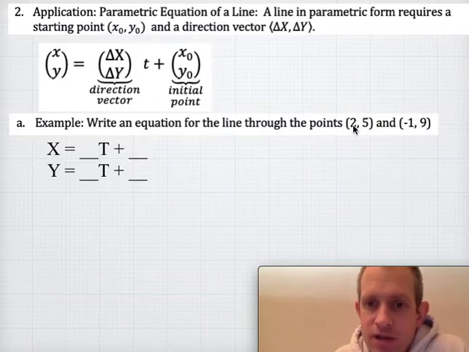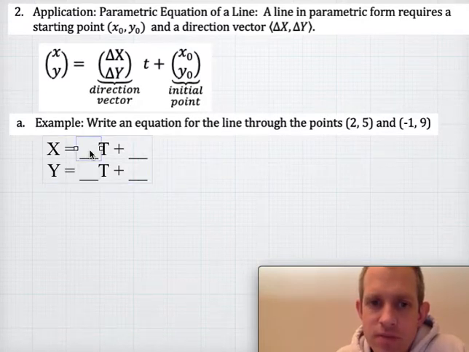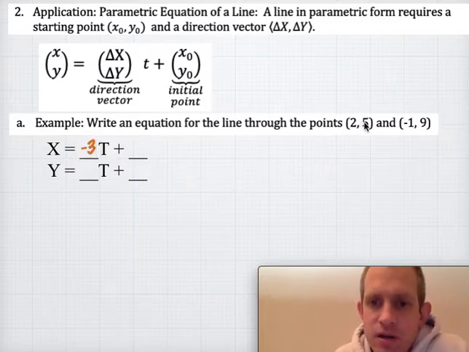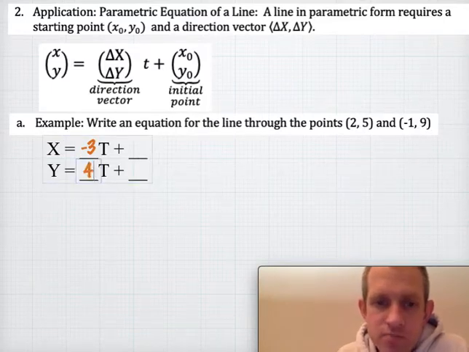So if I look at from 2 to -1, that's a decrease in 3 steps. So I'm going to write for my x variable, or the number in front of x, a -3. To go from 5 up to 9, that's a rise of 4. And so I'll put a 4 here.